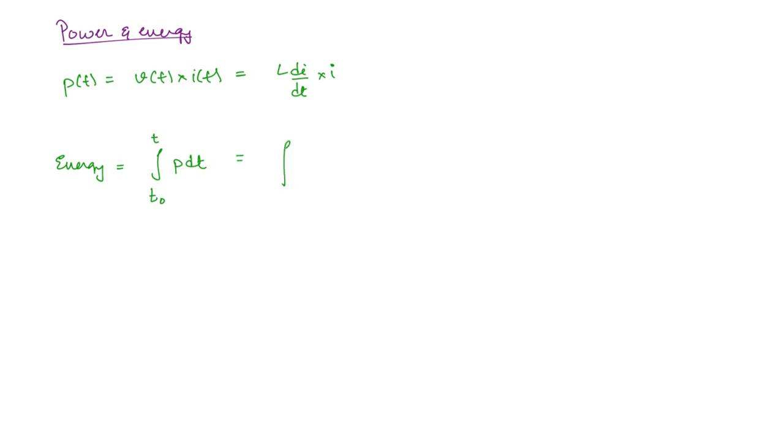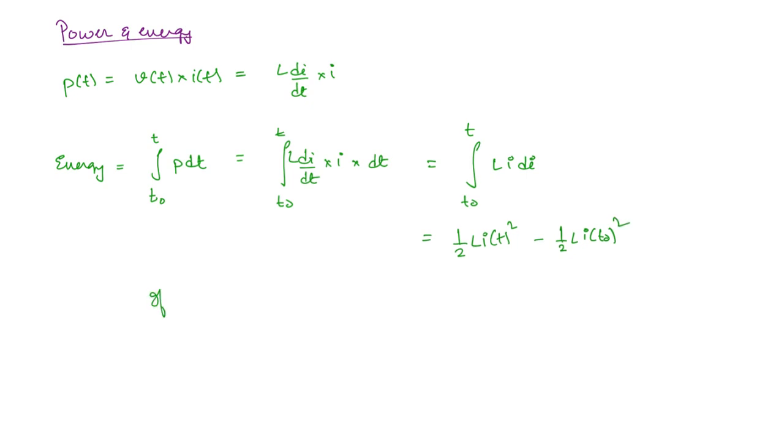Okay. So then what you're going to get, integral t naught to t L di by dt into I into dt. So this will leave you with t naught to t L I di. So what you're going to get, the final answer is half L I of t square minus half L I of t naught square. And if the initial current is 0, if initially there is no current flowing, then this term will become 0, then energy will simply be equal to half Li square.